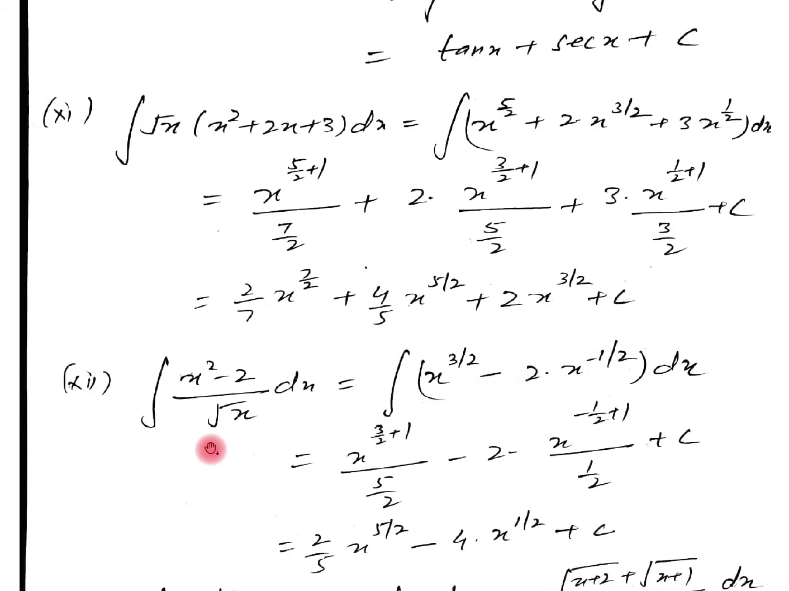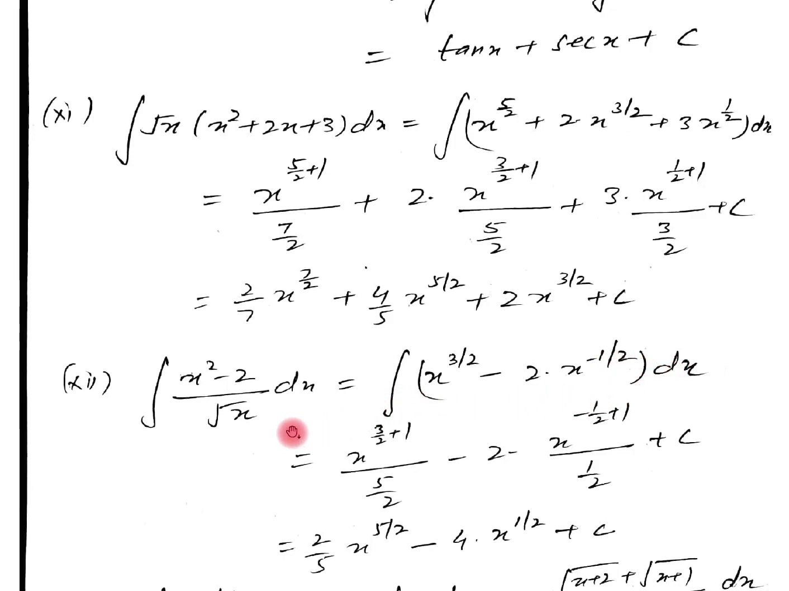Now see the next question again. The integral of x square minus 2 upon under root x dx. Again, whenever the plus minus sign is there, we have to separate the function. We can easily separate the function. It can be written as x square upon under root x minus 2 upon under root x. When in the numerator we have more than one term and in the denominator we have only a single term, we can easily separate the function. So now it can be written as what? x raised to power 2 minus 1 by 2, x raised to power 3 by 2, minus 2 upon under root x can be written as minus 2 into x raised to power minus 1 by 2 dx.